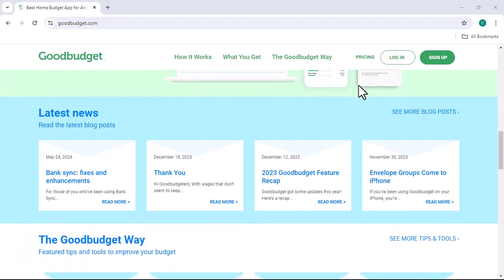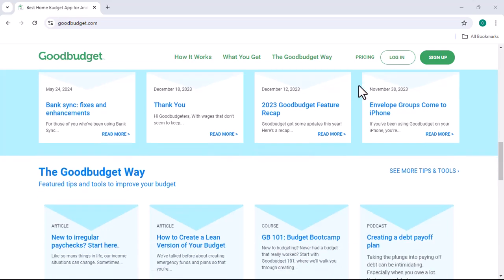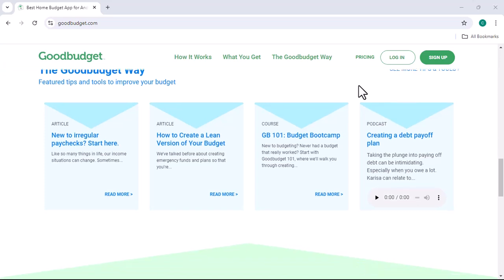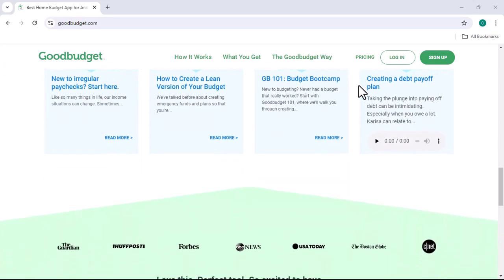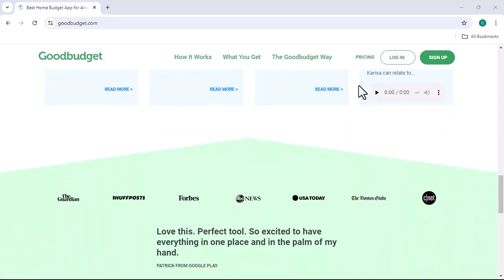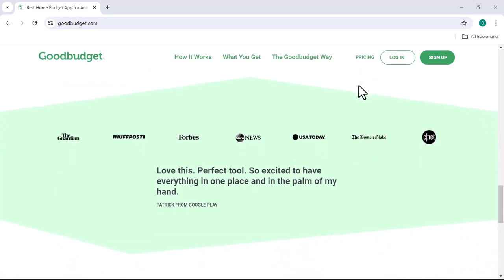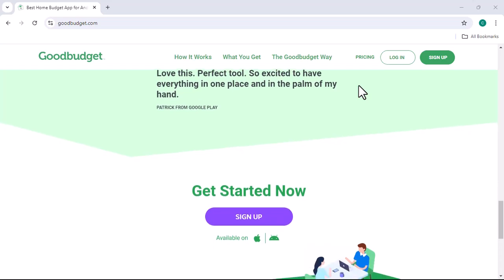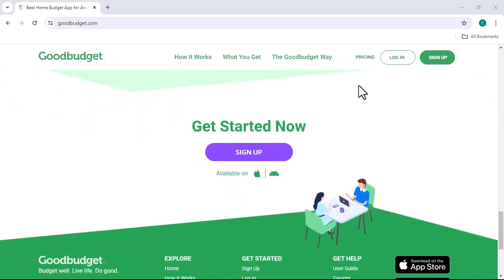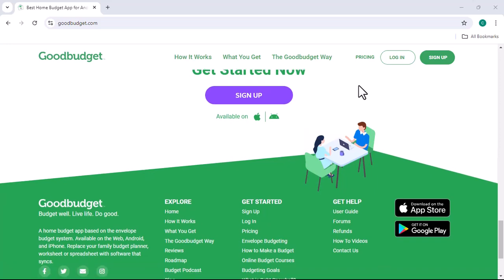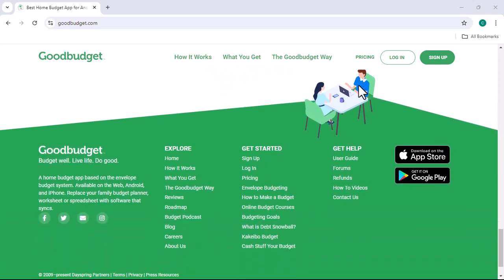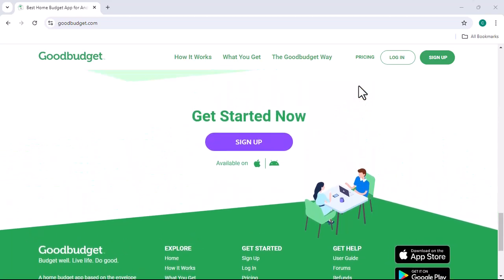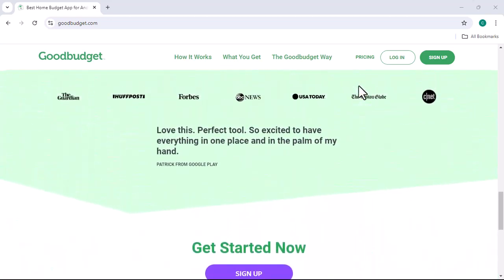Is there a free version of Goodbudget? Goodbudget is a popular budgeting app that uses the envelope system, a method that's been around for ages and is surprisingly effective. The idea is simple. You divide your income into different categories, like groceries, rent, entertainment, and so on, and then you allocate a certain amount of money to each category. Think of it like stuffing cash into envelopes, but digitally. It helps you visualize where your money is going and makes it much harder to overspend.